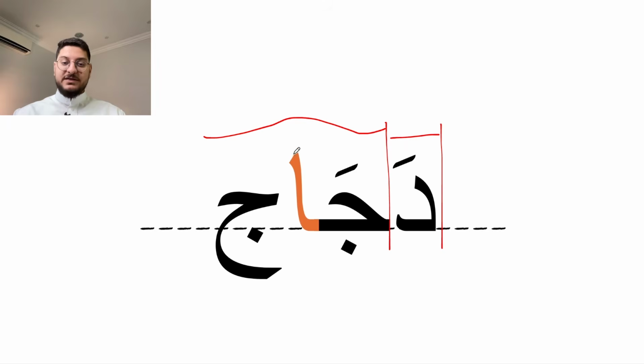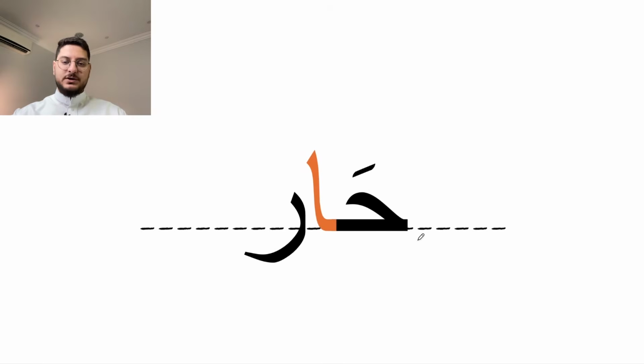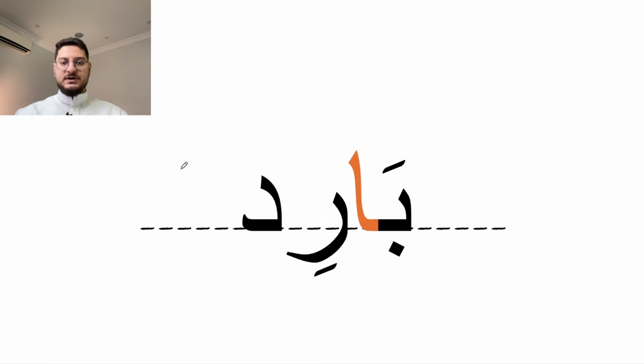And also notice how the alif is not connected to the ja. So these two are one of the 6 one-handed letters. They only have one hand. Dajaj is chicken. Okay, let's look at this word. We have only one syllable. So this is har. Har, which means hot. Let's look at the next one.